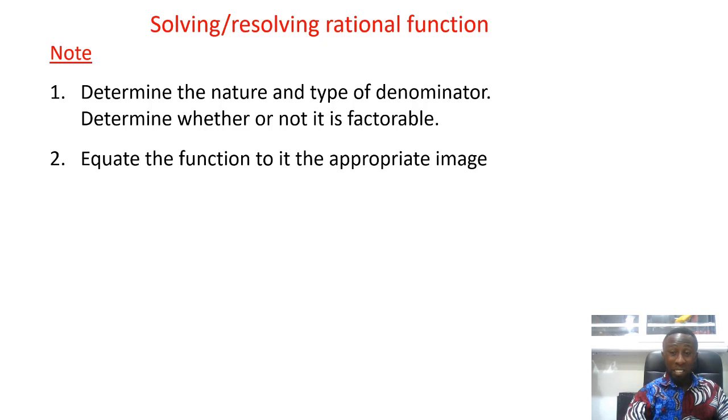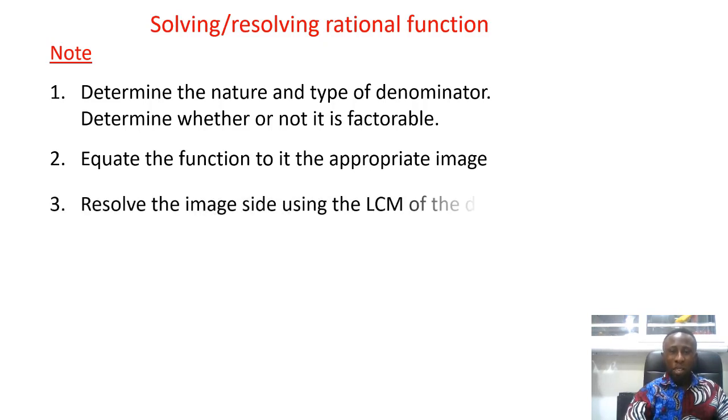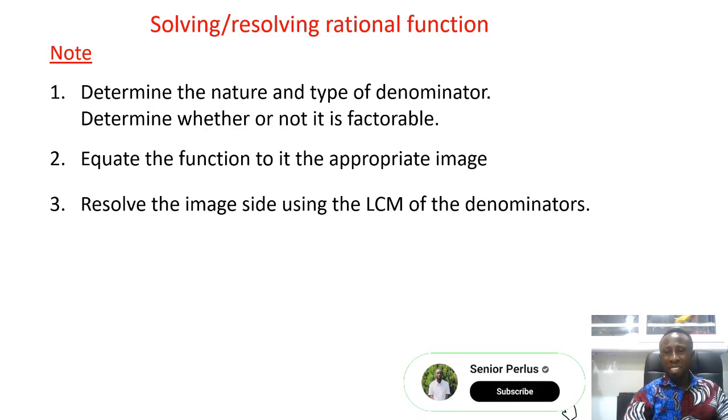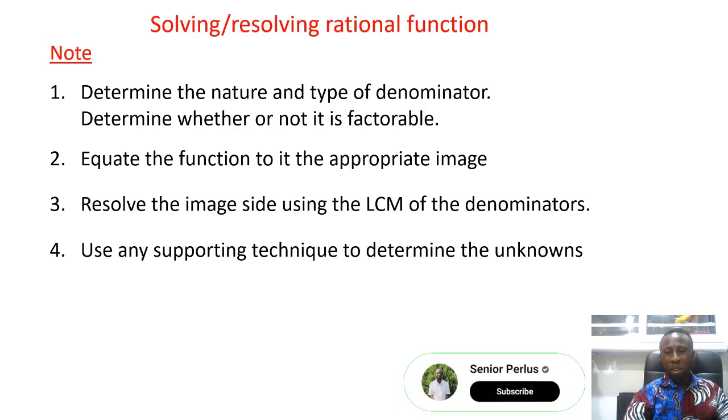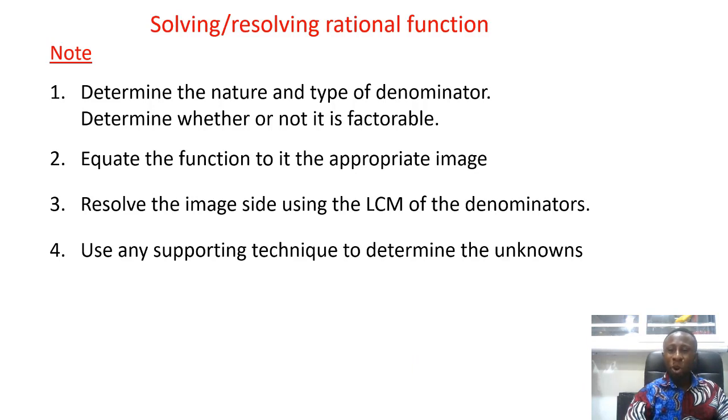What's the image here? It's the equivalent that we are talking about. That's what we did. Its appropriate image is the equivalent. Three, resolve the image using the LCM of the denominators. Four, use any supporting technique to determine the unknowns. So we have two techniques here: the cover-up, the substitution method, and the expansion method. We have to know both methods. In some cases we can use the cover-up alone; in other cases we have to use both. So please, that's a supporting technique that you're supposed to know.